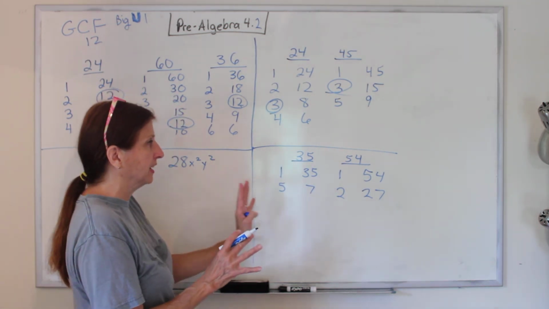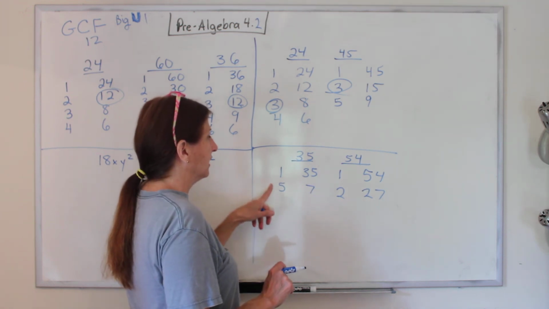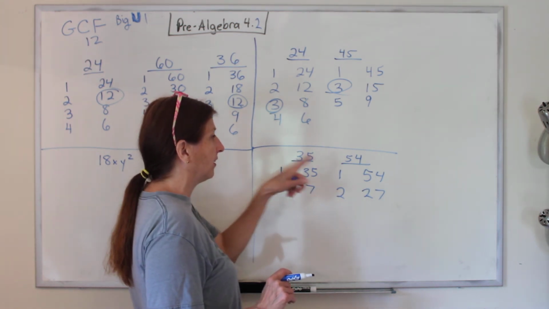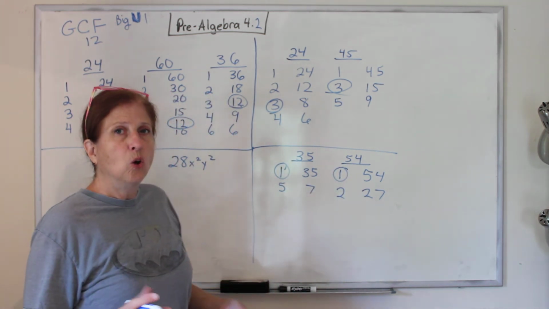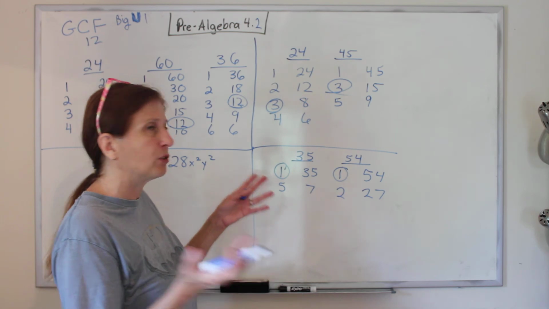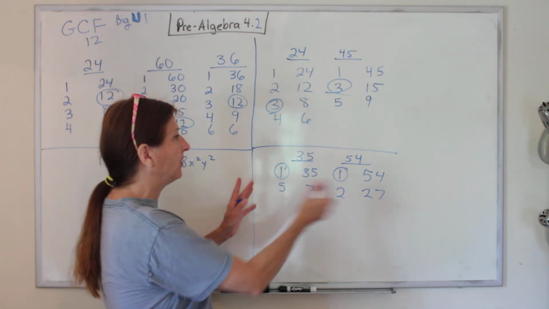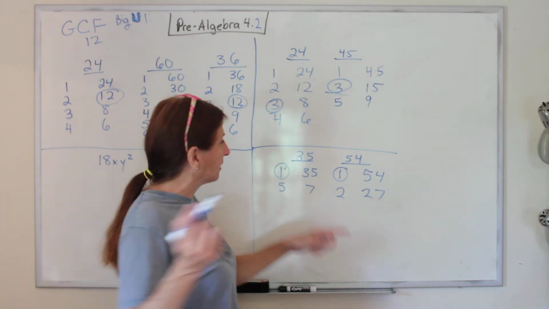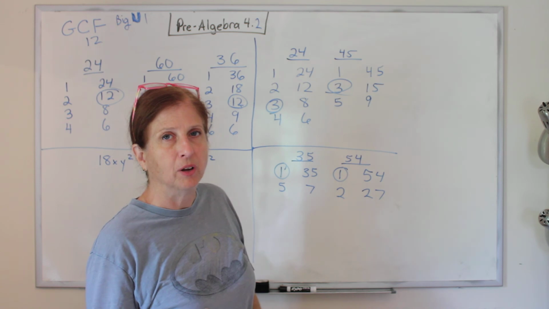Because what I want to show you is, is 35 over here? No. Is 7 over here? No. Is 5 over there? No. Is 1 over there? Yes. So the greatest common factor is 1, which any set of numbers would have, because 1 times a number is a number. So if they have no common factors except 1, it is said to be relatively prime.